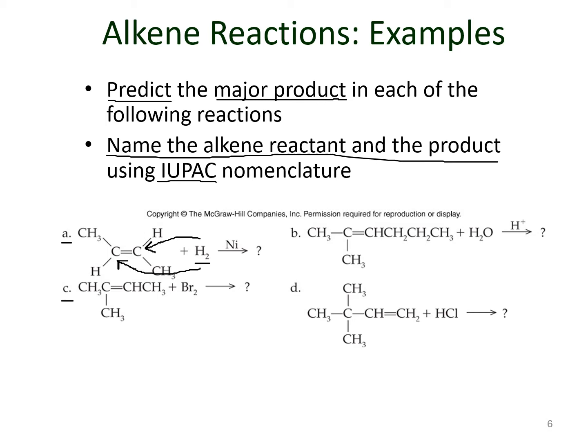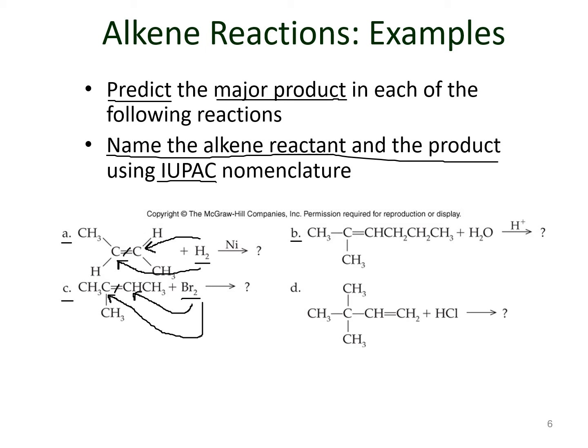The same is the case with example C. It's a bromine halogenation reaction. One bromine will be added to one carbon on the butene molecule in this case, and the second bromine will go to the other carbon, and the double bond will be converted, or broken, into a single bond.